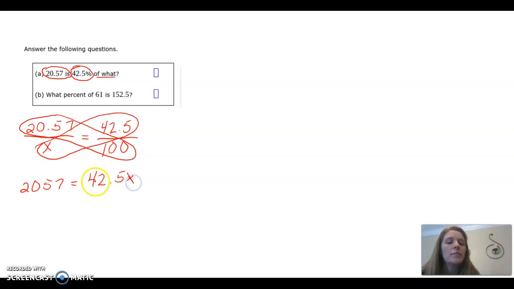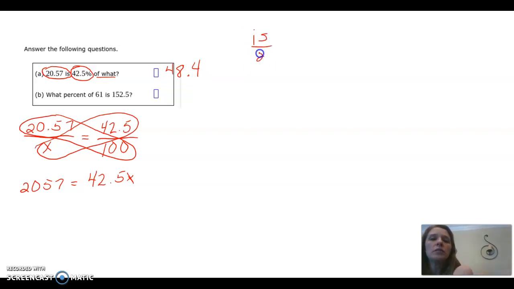So now I've got a one-step equation. We know that this means to multiply, so to undo it, we're going to divide. I'm going to get my calculator again. I'm going to punch in 2,057 and divide it by 42.5. And that gives me 48 and 4/10.